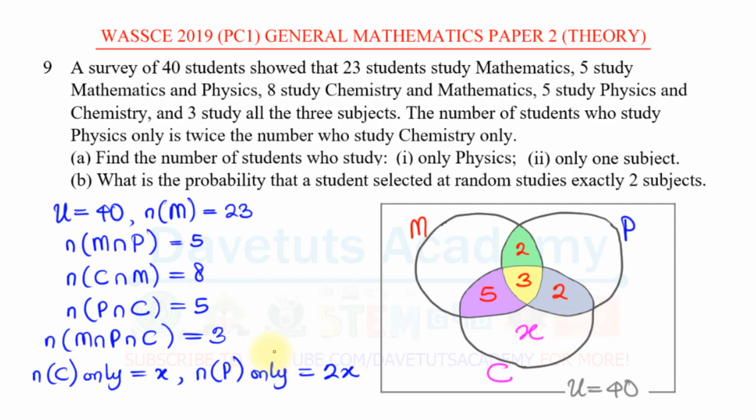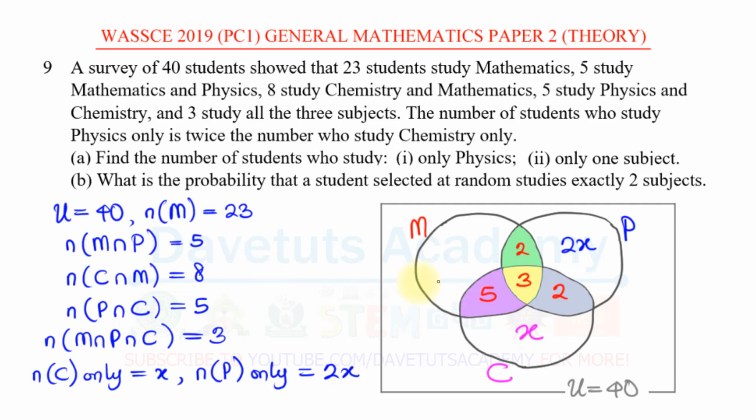And then the number of students that study physics only is 2x. This is physics. This upper right hand corner, this white region in which my cursor is moving around, that will be physics only, and we're told that that is 2x. Initially I told us to keep the information for the number of mathematics, which was given as 23. I said we should keep it.